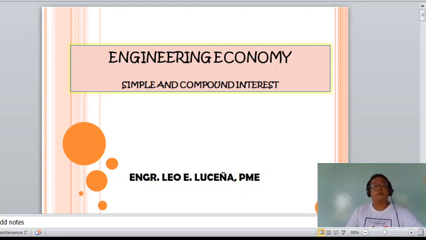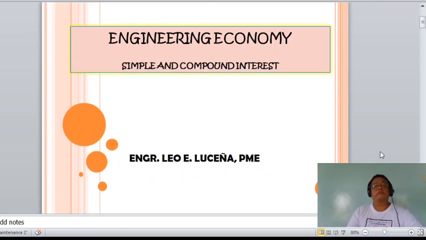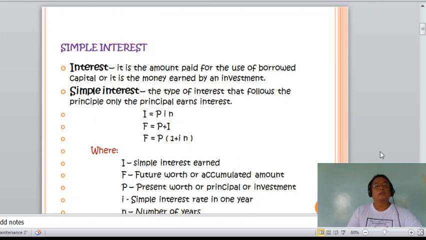This is a presentation in engineering economy. So this covers simple interest and compound interest. Simple interest.